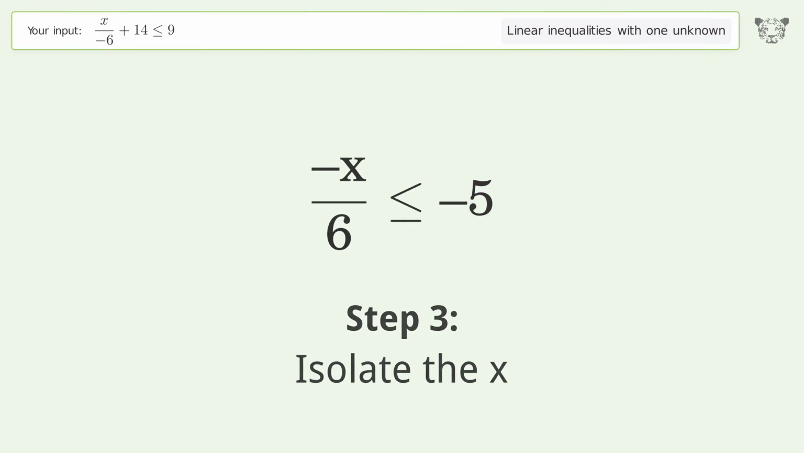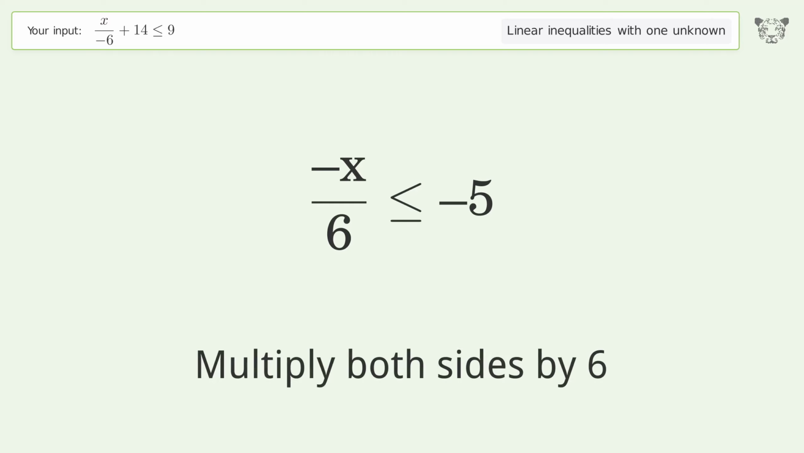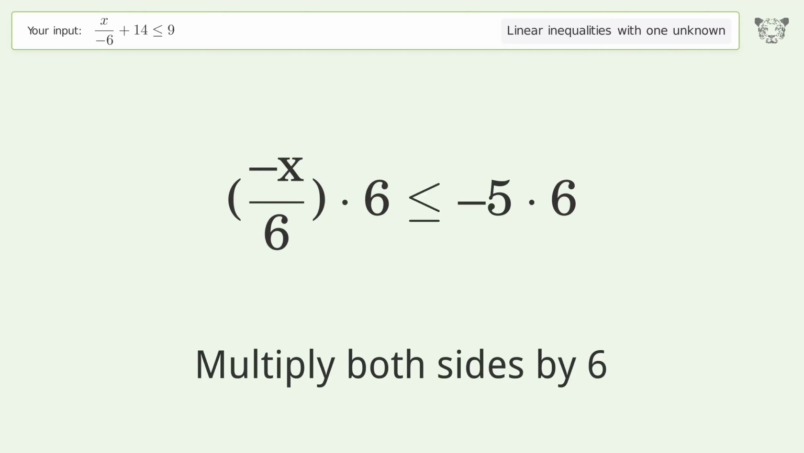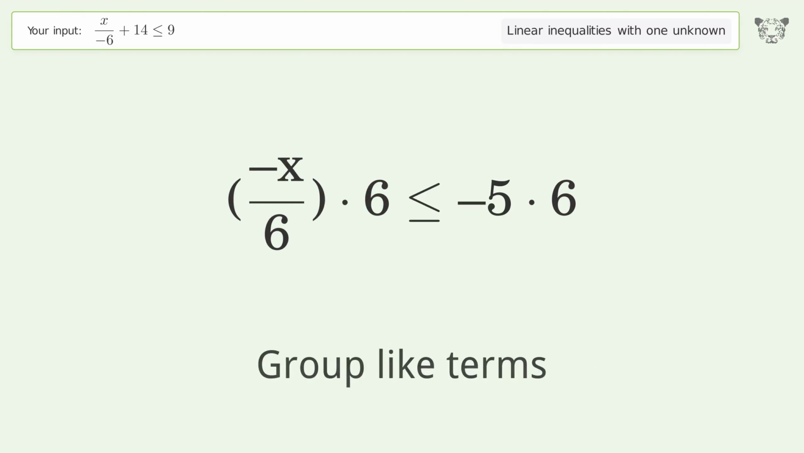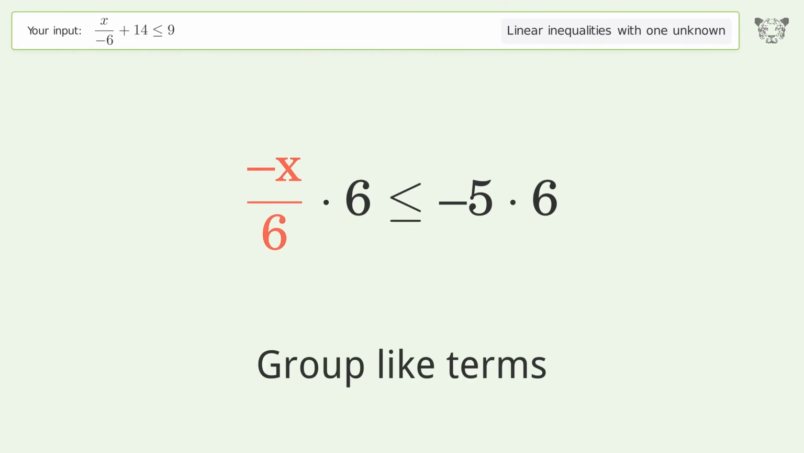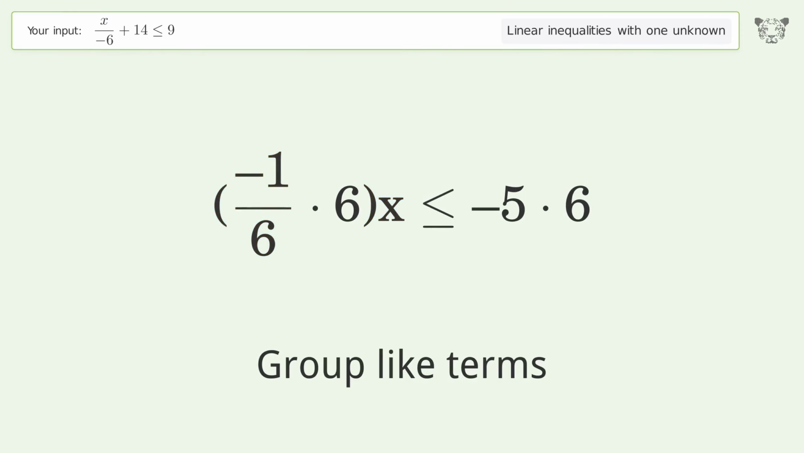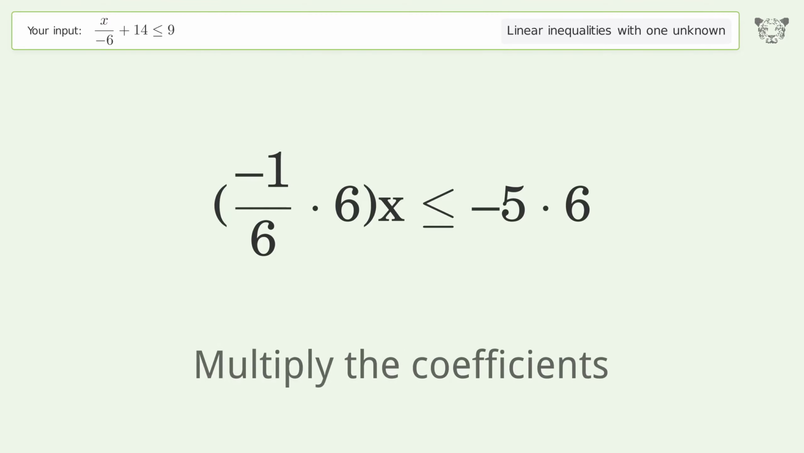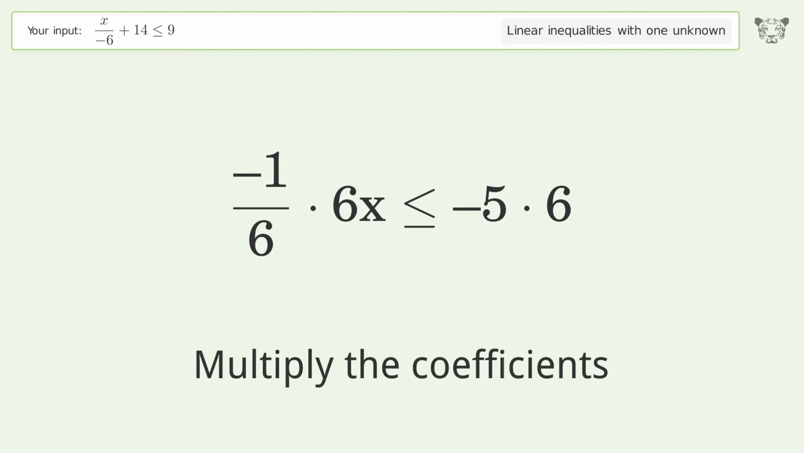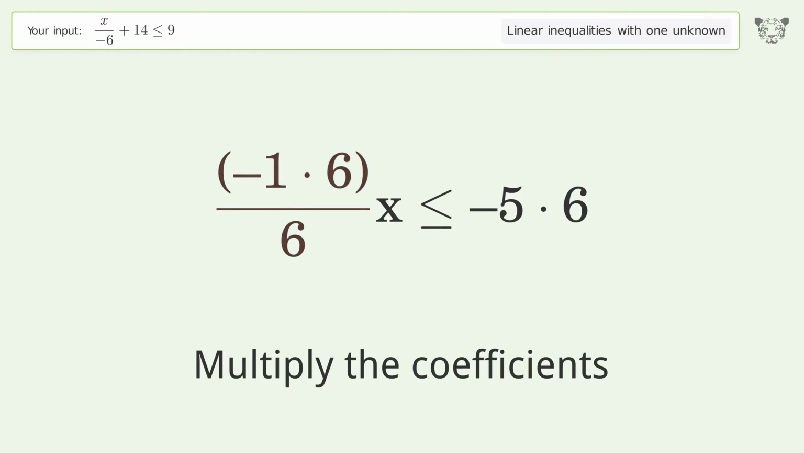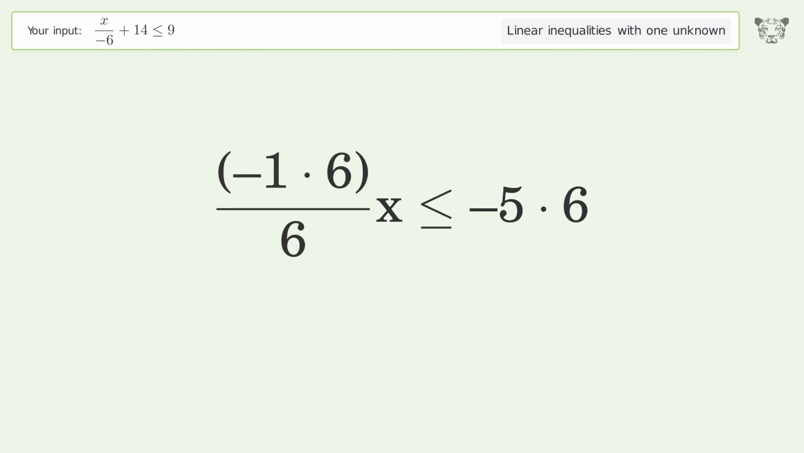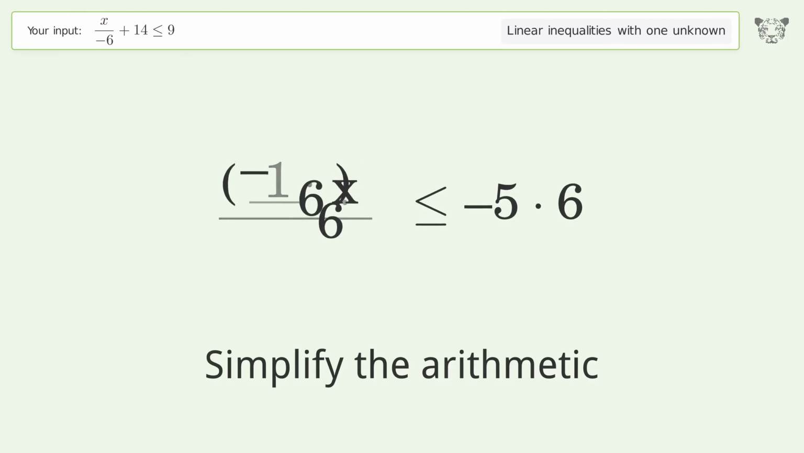Isolate the x. Multiply both sides by 6. Group like terms. Multiply the coefficients. Simplify the arithmetic.